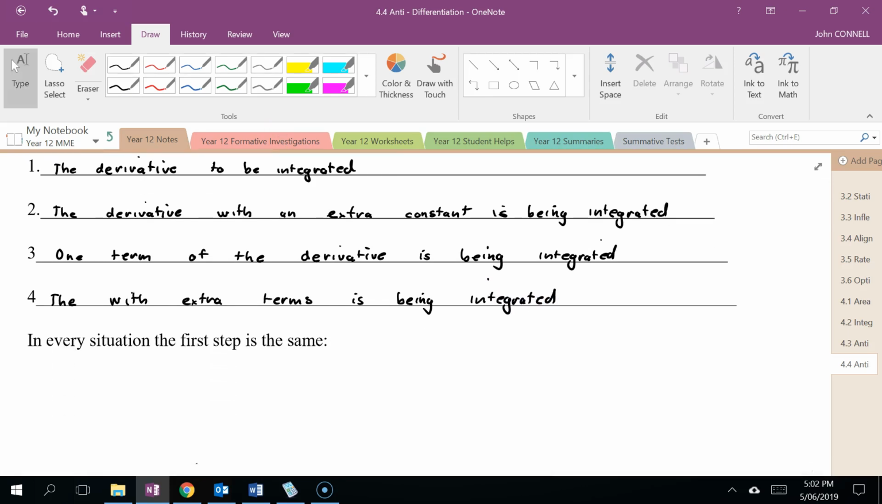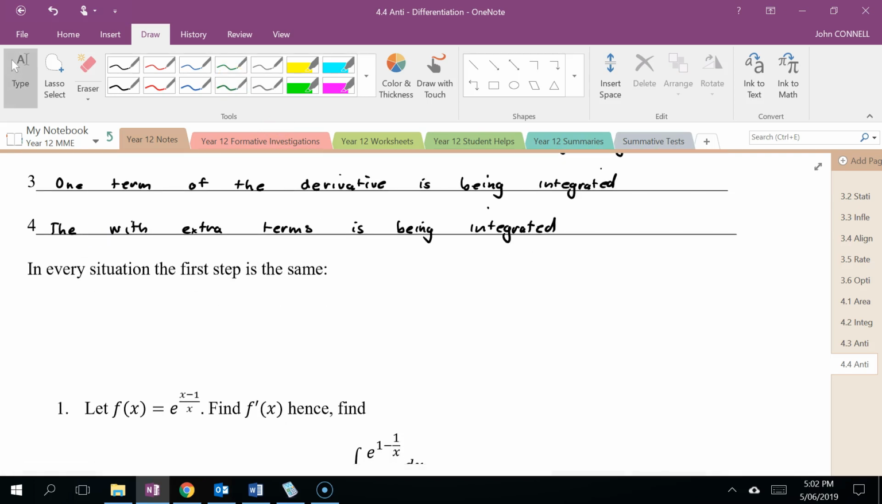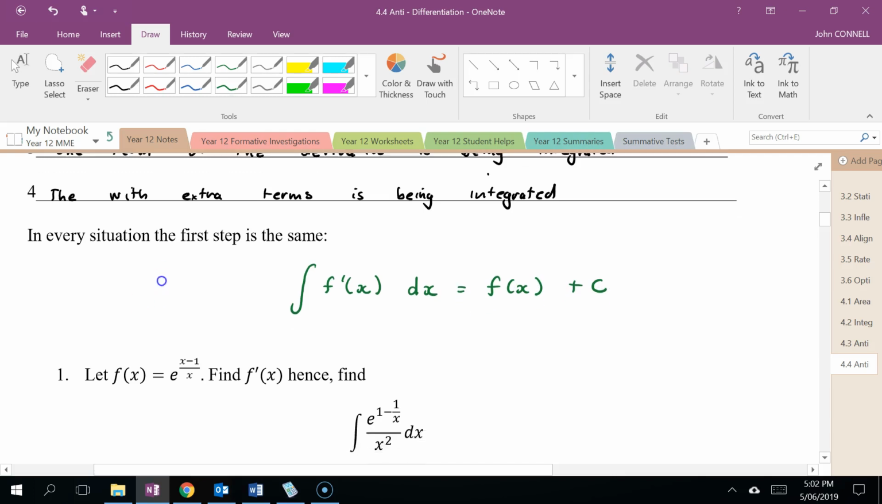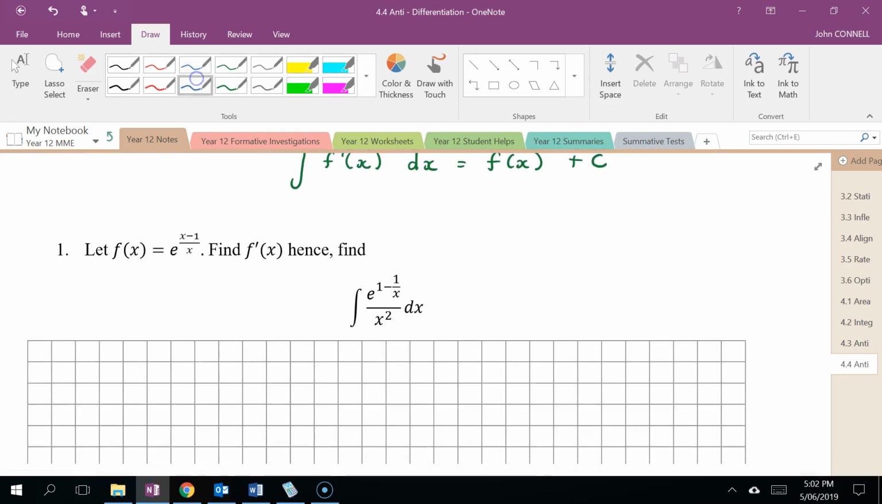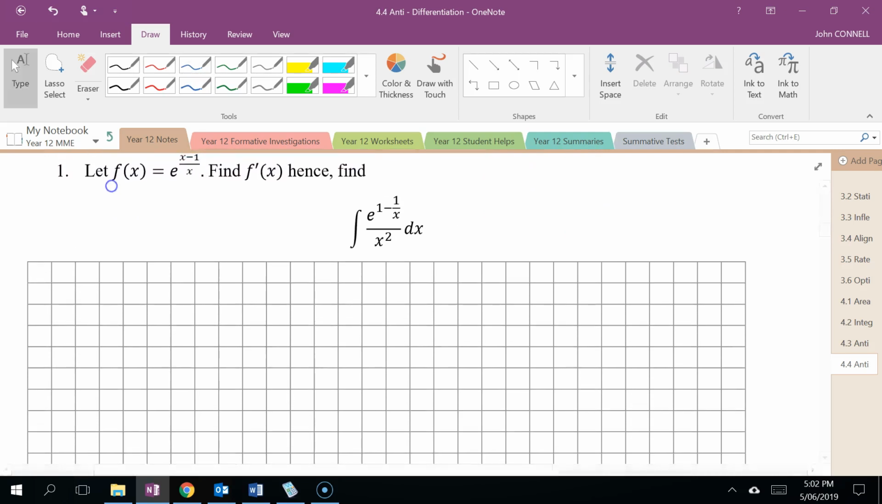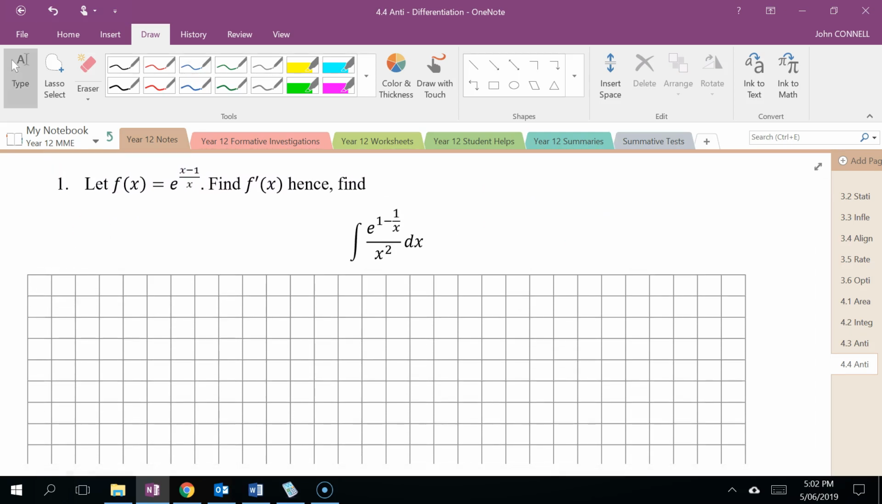Now this is something that comes up in lots of exams, especially now that the new courses come in and we can integrate in fewer ways. In every situation, the first step is exactly the same. We write down that the integral of the derivative is equal to the original function plus c. Now, we have four examples to go through the four different situations that we can come across. So, first one, we're given a function, we're asked to find the derivative, and hence find an integral from that. So, let's start.